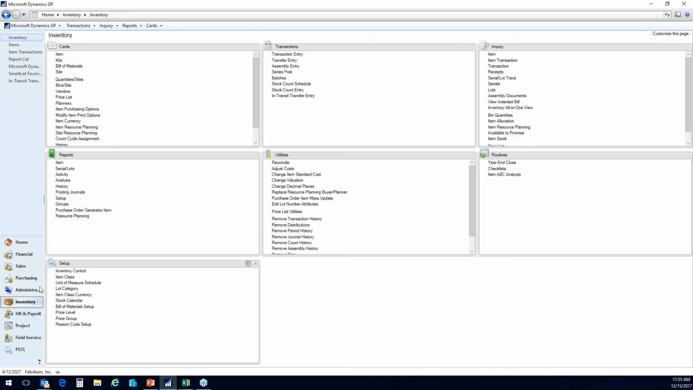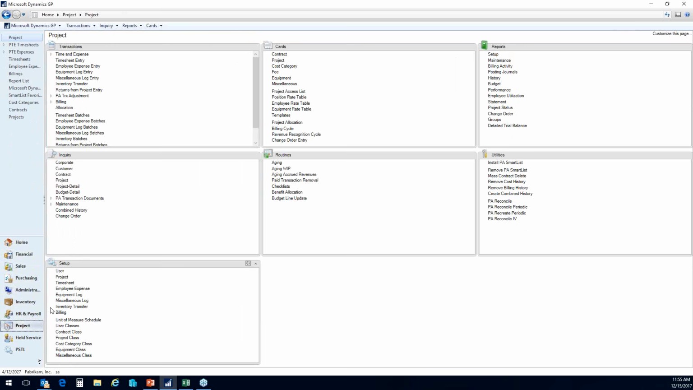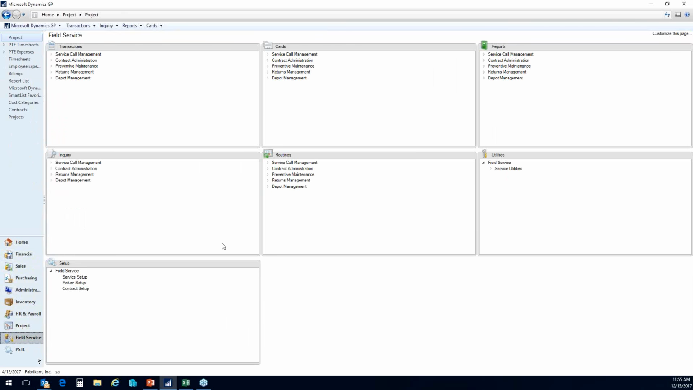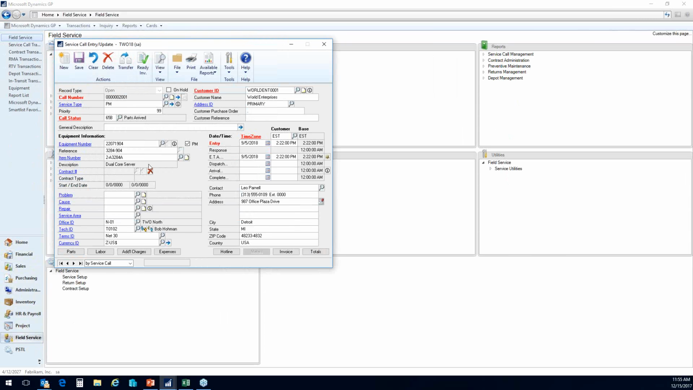We didn't talk too much about it, but there's a full inventory system, HR and payroll, project, and field service. So if we have people out in the field doing service call type work, we do have a service module as well. This has a lot of moving parts, so you'll see a lot of busyness to the windows because we can track a lot of things.